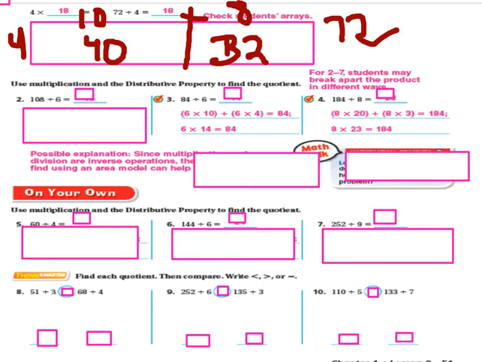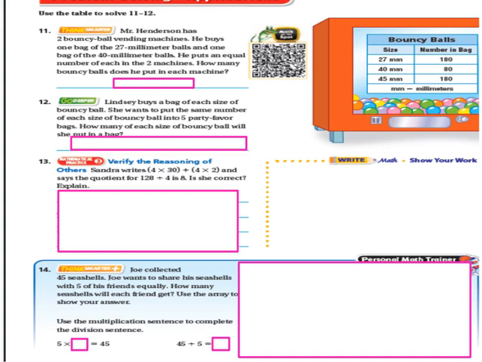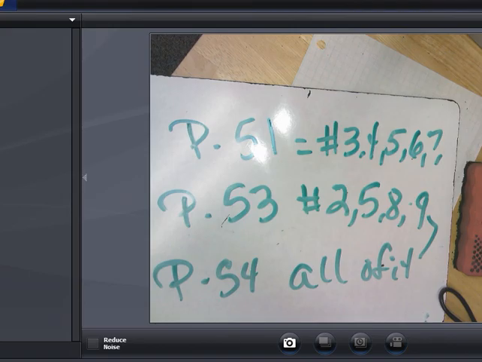Then you may skip this page. If you have time, I would like you to come back and do it together as partners. It's going deeper. Then you may do your homework, which is page 53. Page 53, 2, 5, 8, and 9, and those I'd like alone. And show your work, please. And page 54, all of it. You should be able to get that done today.